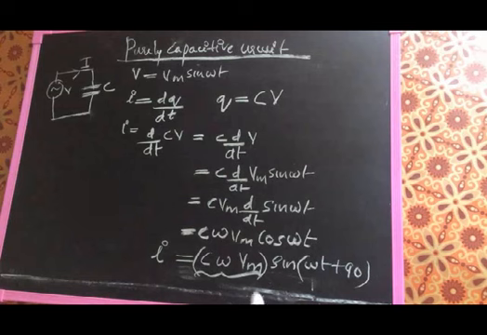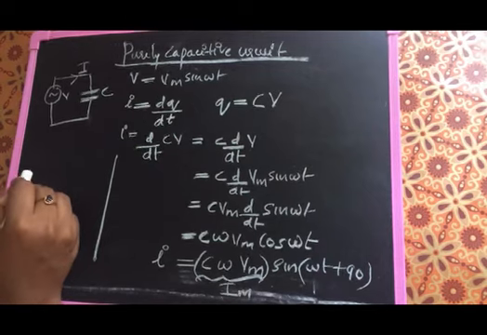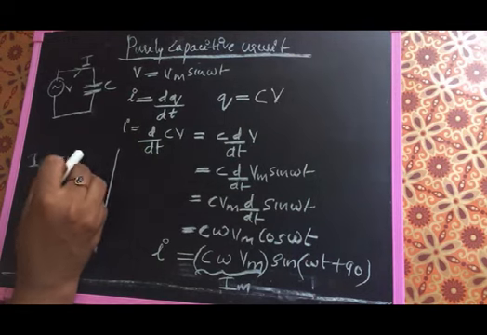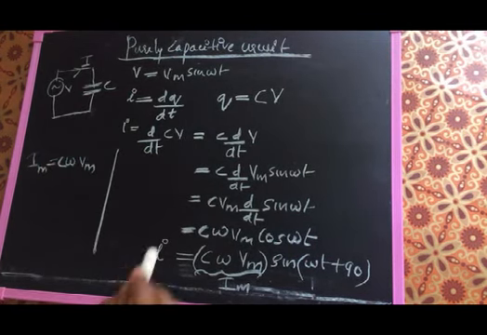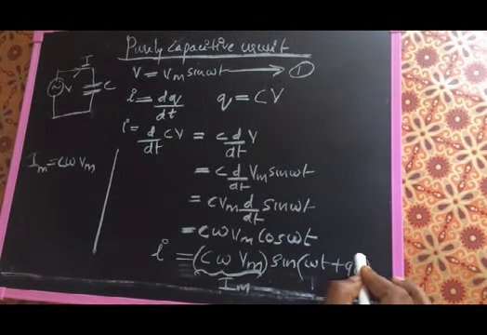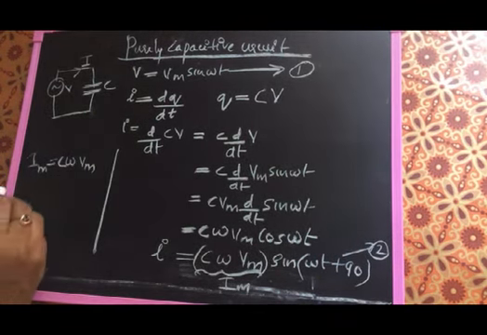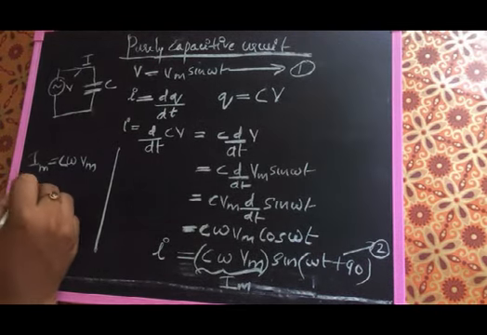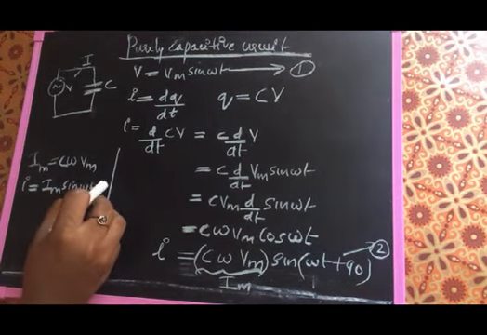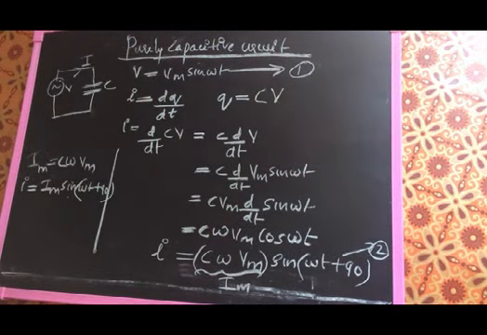So what is this term? That is taken as capital letter Im, that is maximum value of current. So maximum value of current Im is equal to c omega into Vm. From these equations, say this is equation number 1 and this is equation number 2. You can rewrite equation number 2 as instantaneous value of I is equal to Im sin omega t plus 90 degree. So see the phase difference of equation number 1 and this equation.